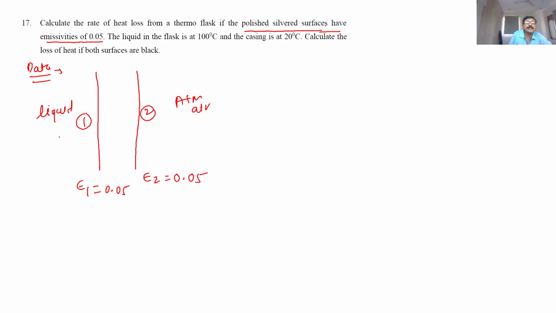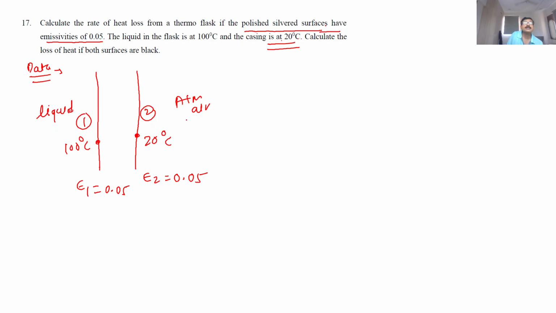Liquid in the flask is at 100 degrees Celsius. But the heat transfer coefficient here is not mentioned. So I will consider the liquid temperature and the inside wall temperature to be the same. So here I will put 100 degrees Celsius. Similarly, the convective heat transfer coefficient of the outside atmospheric air is also not mentioned, and the casing is at 20 degrees Celsius. Here casing means the outside wall, that is at 20 degrees Celsius.